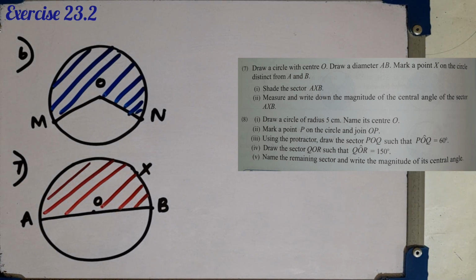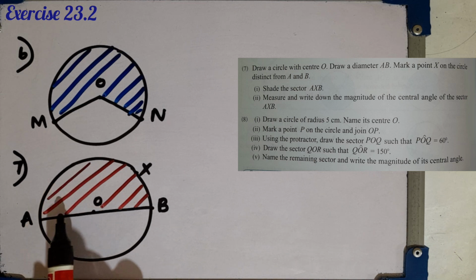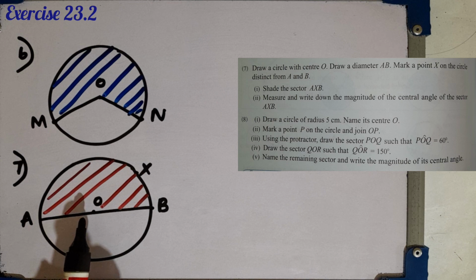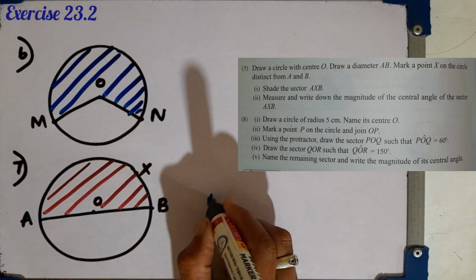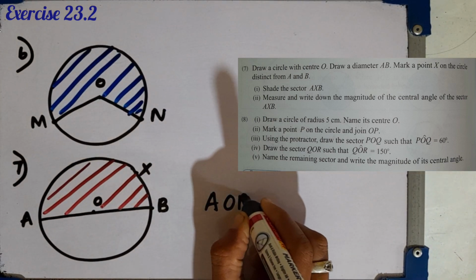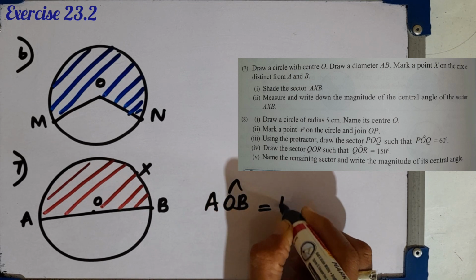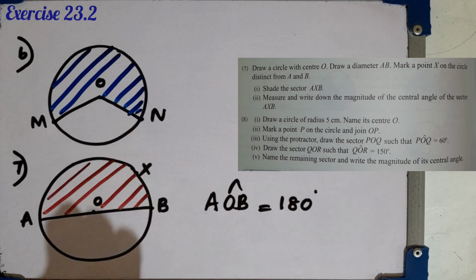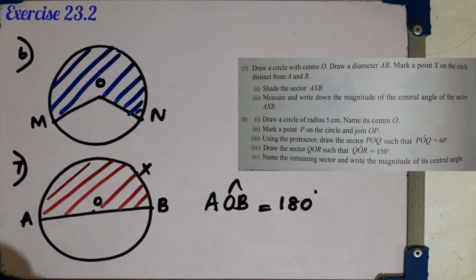Then measure and write down the magnitude of the central angle of the sector AXB. Here the central angle is this one. So if you measure the magnitude here, that will be 180 degrees. AOB equals 180 degrees if you measure it accurately.